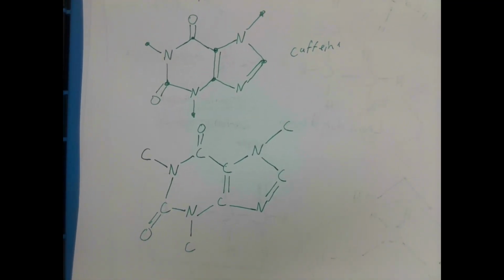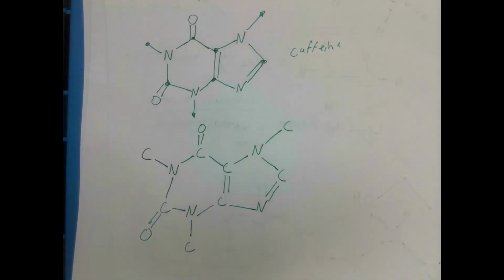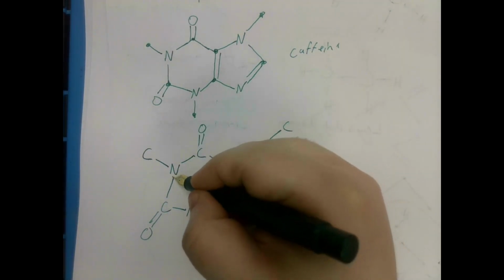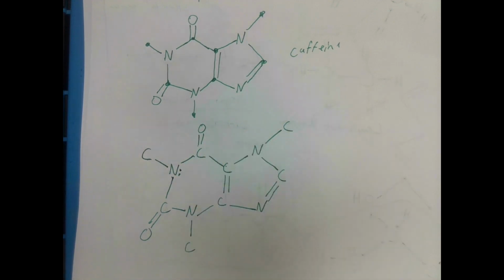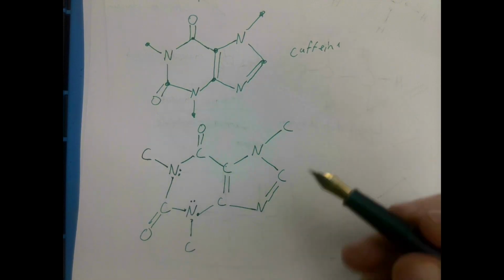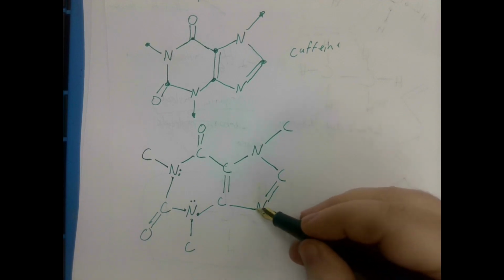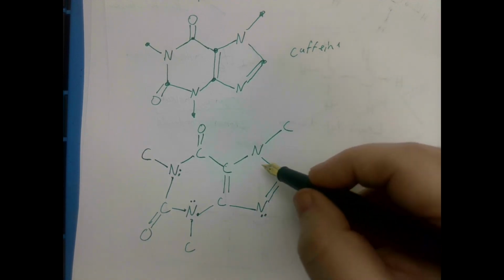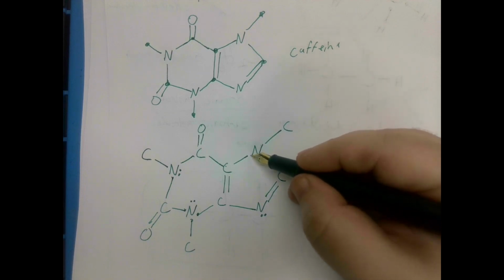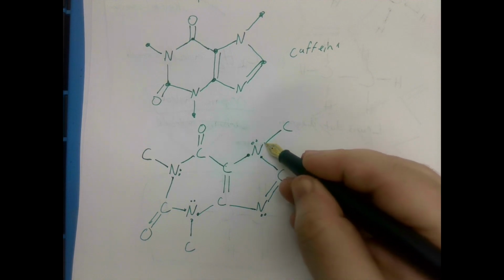Go back and add your dots, your valence electrons. So how many does nitrogen have? 5. So we have 1, 2, 3, 4, 5. I don't care if they're in the middle or outside. So one of the valence electrons is already in this bond.